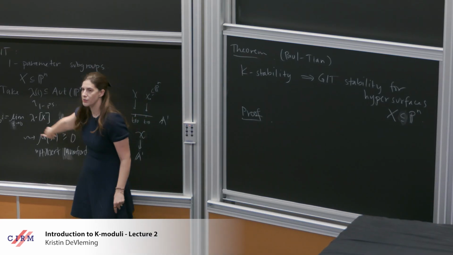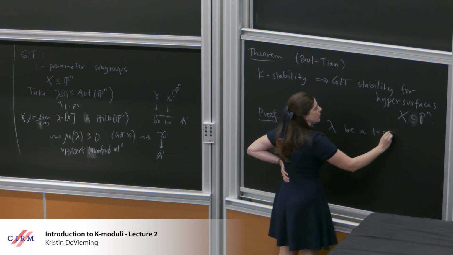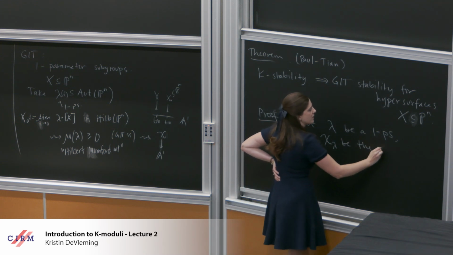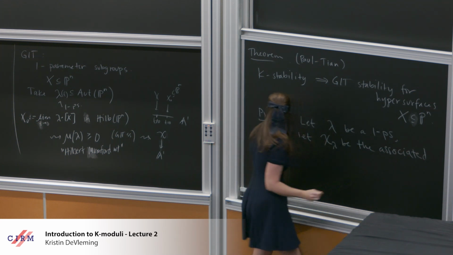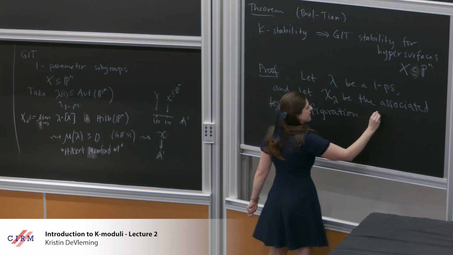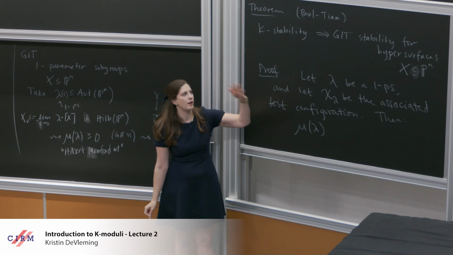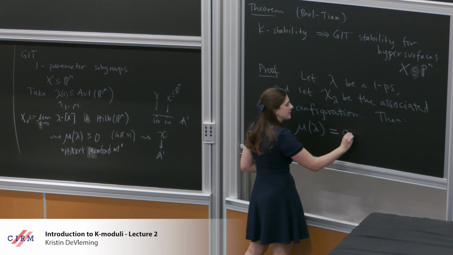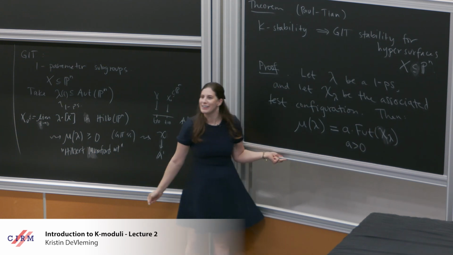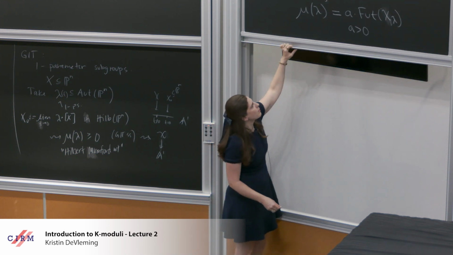I mean, there's some numerical calculation of what these invariants are, but the proof is: let lambda be a one-parameter subgroup in the GIT case, and let maybe x sub lambda be the associated test configuration. Then it turns out the Hilbert-Mumford weight of this particular lambda with the linearization O(1) coming from Pn is equal to a constant times the Futaki invariant of this test configuration. And the crucial part is that the constant is positive. Okay. So if the Futaki invariant is greater than or equal to 0, the Hilbert-Mumford weight is greater than or equal to 0.